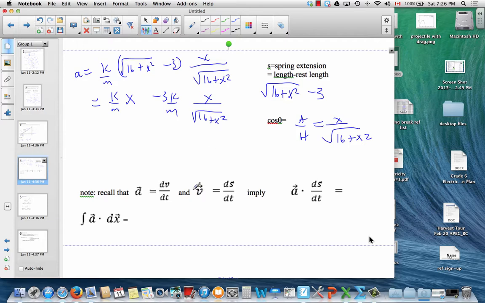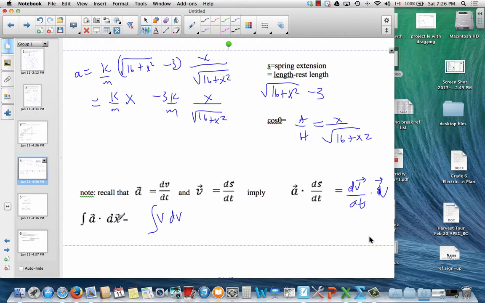Now, the way that we're going to deal with that, because acceleration is dv/dt and v is ds/dt, if I do a times ds/dt, that's like dv/dt times ds/dt, times v. Because acceleration is dv/dt and ds/dt is v. So if I cancel the dt's, I get a ds is v dv. And if it's one dimension, I can take ds and I can replace it with dx.